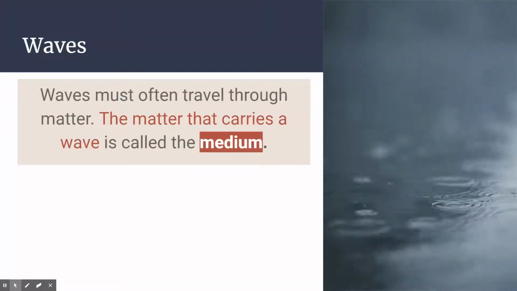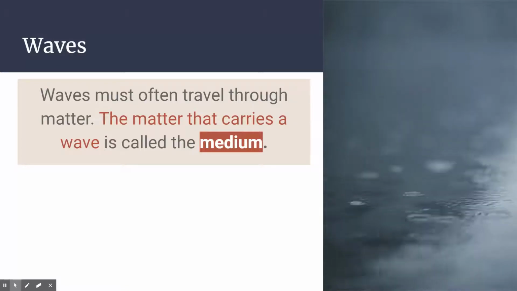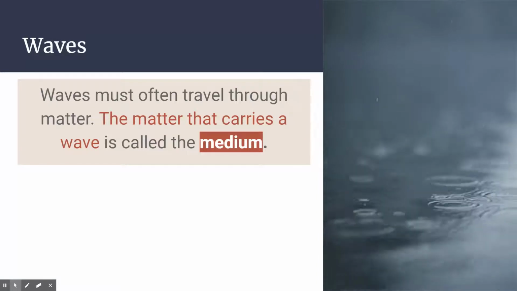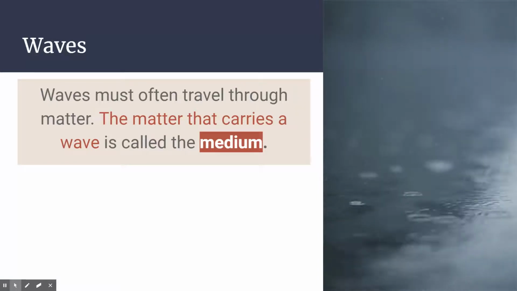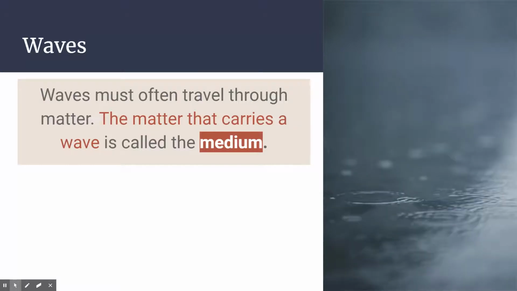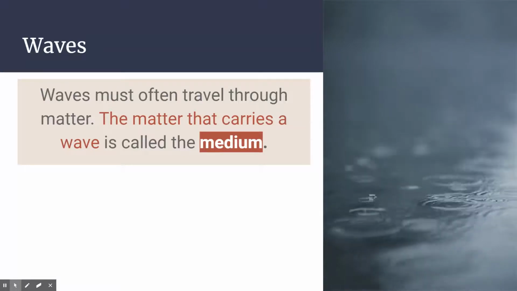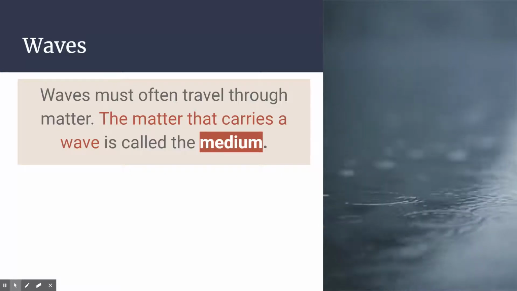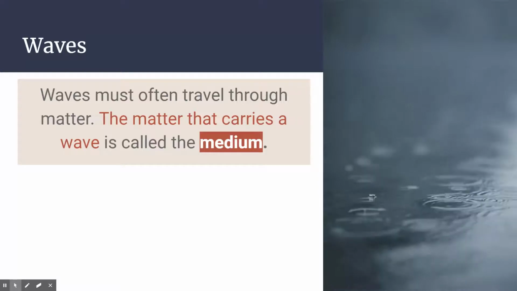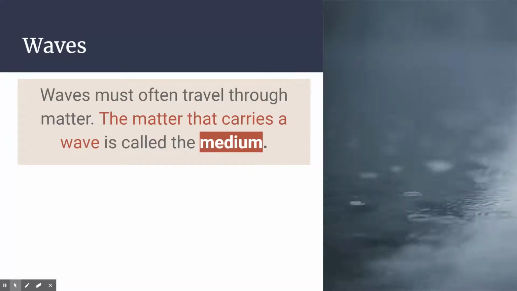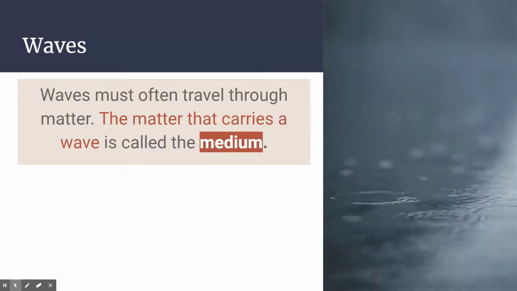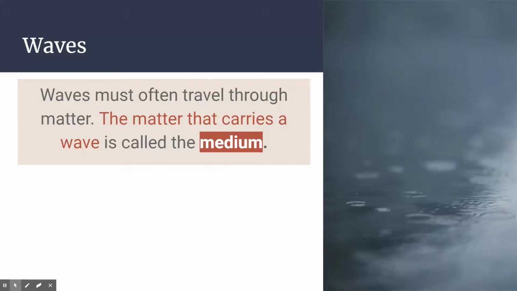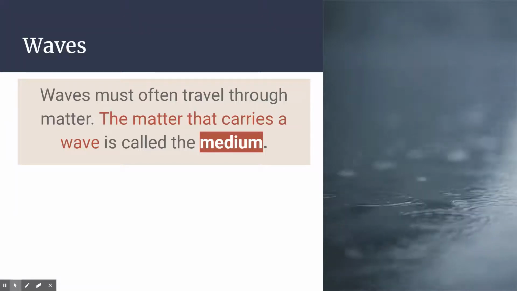So waves often have to travel through matter. Not always, but often. And whatever matter a wave travels through, or whatever matter carries that wave, is called the medium. So, for example, the sound energy that's coming from my body is traveling through air. So in that case, the medium of that wave would be air. The ripples on the surface of the water, as shown in this animation or this graphic, those waves are traveling through water, and so the medium is water.